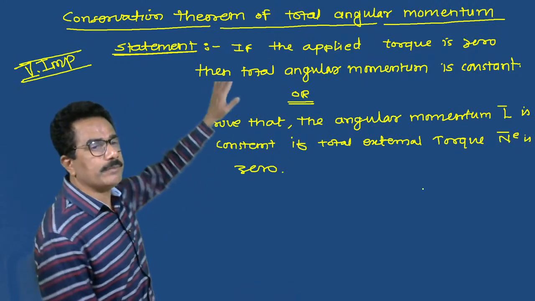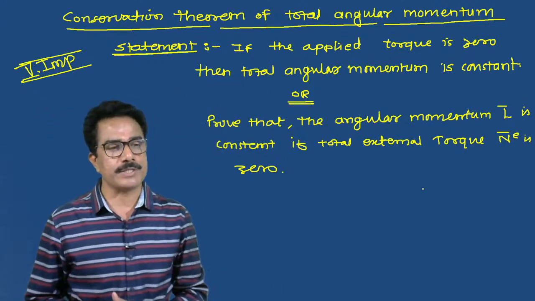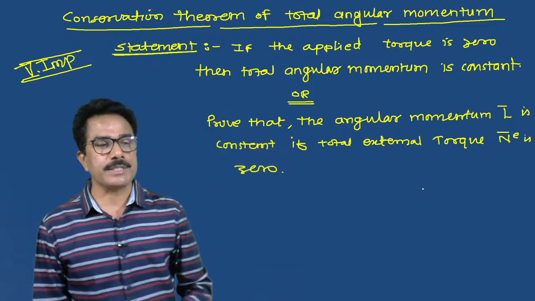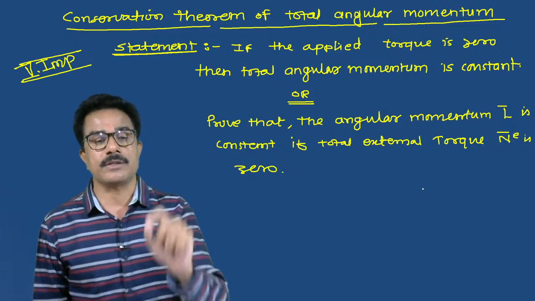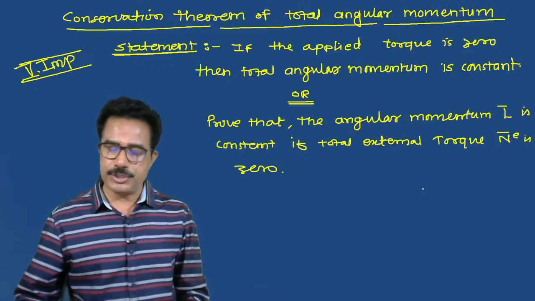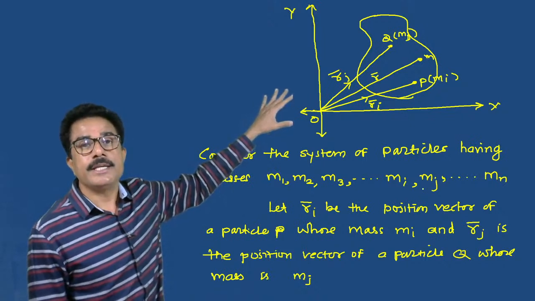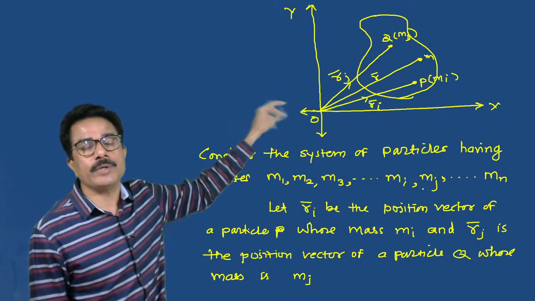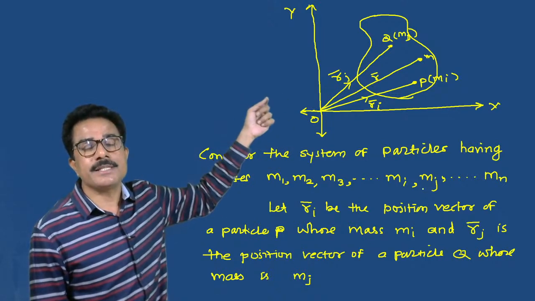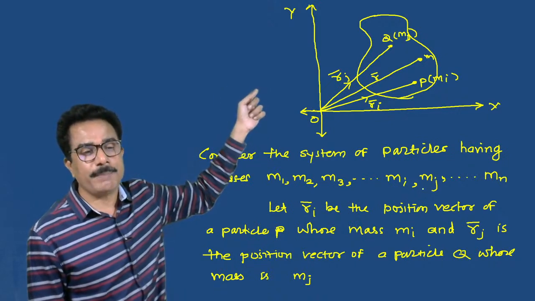See this, the statement of this theorem is, if applied torque is 0, then the total angular momentum is constant, or prove that the angular momentum L bar is constant if the total external torque N^E is 0. So consider a system of n particles having masses m1, m2, m3, ..., mi, mj, ..., mn, where mi is the mass of the ith particle, mj is the mass of the jth particle.